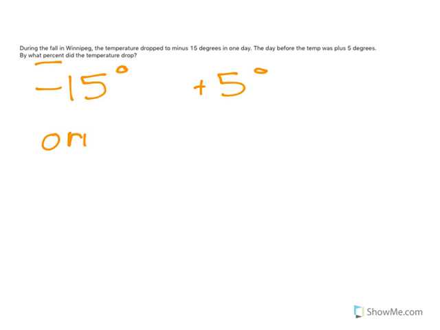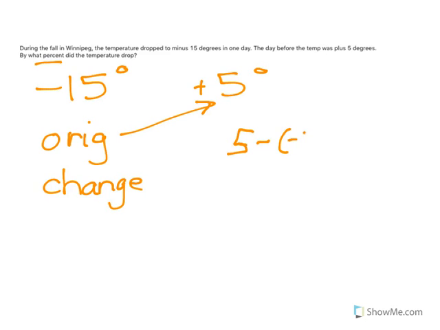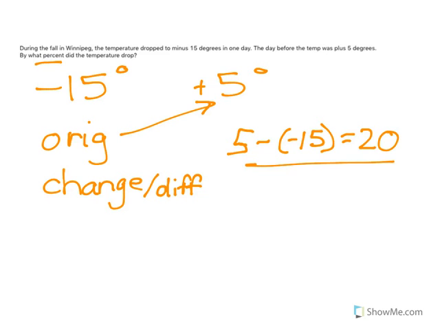So whenever we're doing these questions, we always want to think of the original and the change. So in this case, our change is we went from 5 to negative 15. Remember, we're finding the difference, we can also call it. So we know we have to subtract. So that gives us 20. So we changed 20 degrees in one day. And we want to divide that by the original. The original was 5. So always we want to remember it's the difference divided by the original.